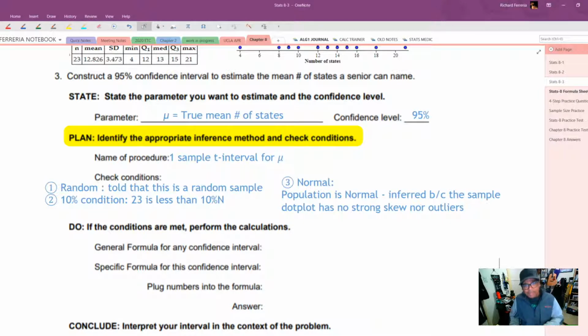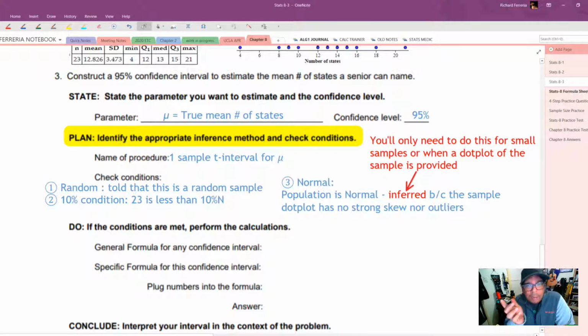But for us, I think the preferred way to do this is to look at either a dot plot or a histogram. And as long as there's no strong skew or outliers, then we can infer that the population is normal. And so, kind of shop talk time, you're only going to need to use this third method of showing the normal condition if you have a small sample, so you can make the dot plot easily, or if the dot plot is already provided for you.